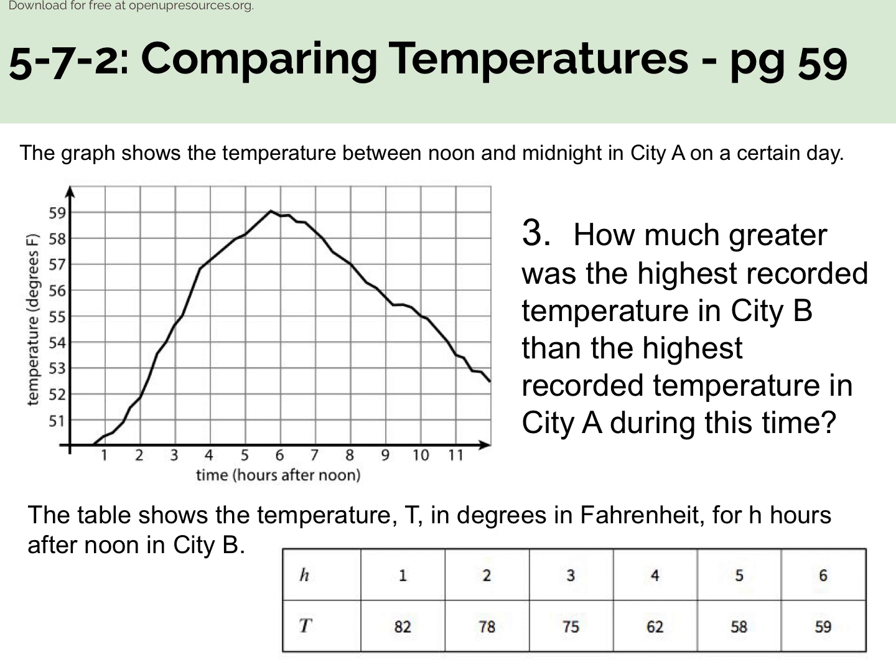All right, so they talked about city B first. City B is the table. We have 82, 78, 75, 62, 58, 59. The highest one is 82. Then city A: the highest is here, so that looks like 59. Let's grab our calculators. 82 minus 59, that's 23 degrees. So again, we're still comparing information about both the table and the graph.